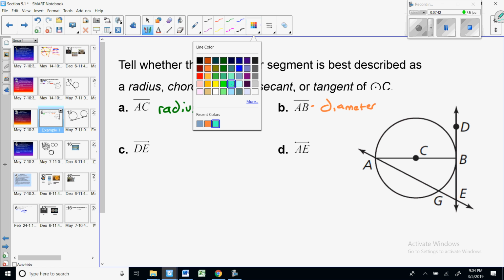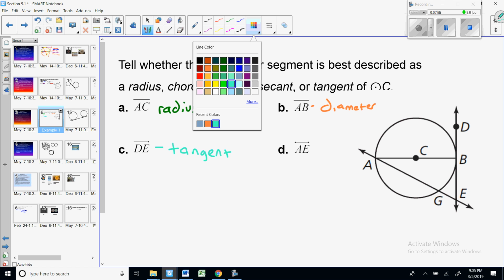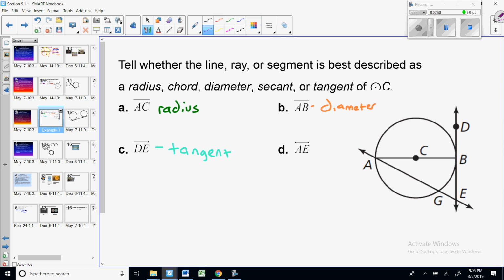What about ray DE? Okay, DE is a tangent. And lastly, line AE. Okay, line AE, and it's significant again that it's a line, is a secant. Are there any questions or no's?